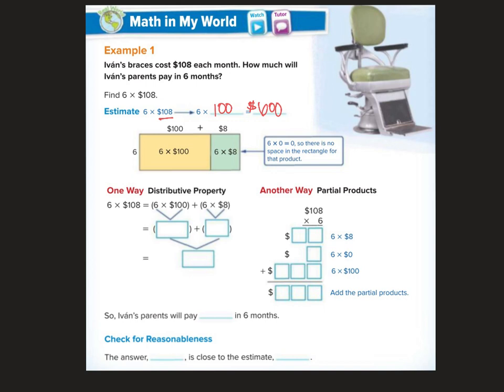So what we're going to do is use partial products here. We have 6 on one side, 100 plus 8. So 6 times 100 is 600. 6 times 8 is 48. Here it says 6 times 0 is 0, so there's no space in the rectangle for that product. So if I added those together, I'd get $648. We could look at that as using the distributive property, which is what I just did there. 6 times $100 is $600, plus 6 times 8 is 48, so we'd get $648.